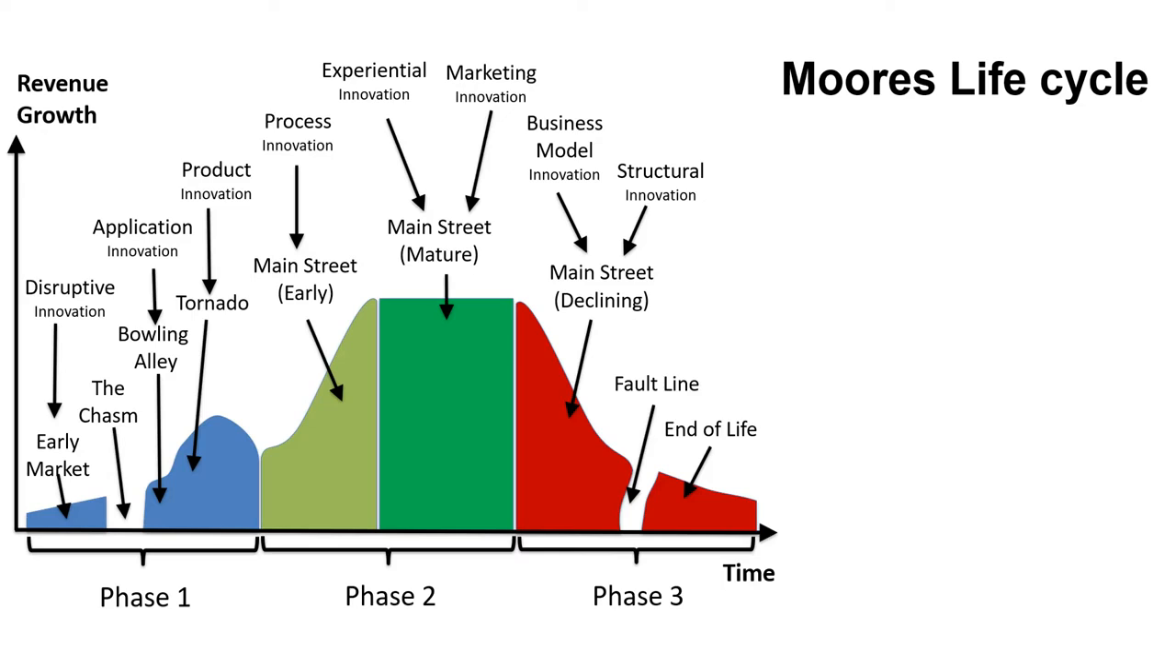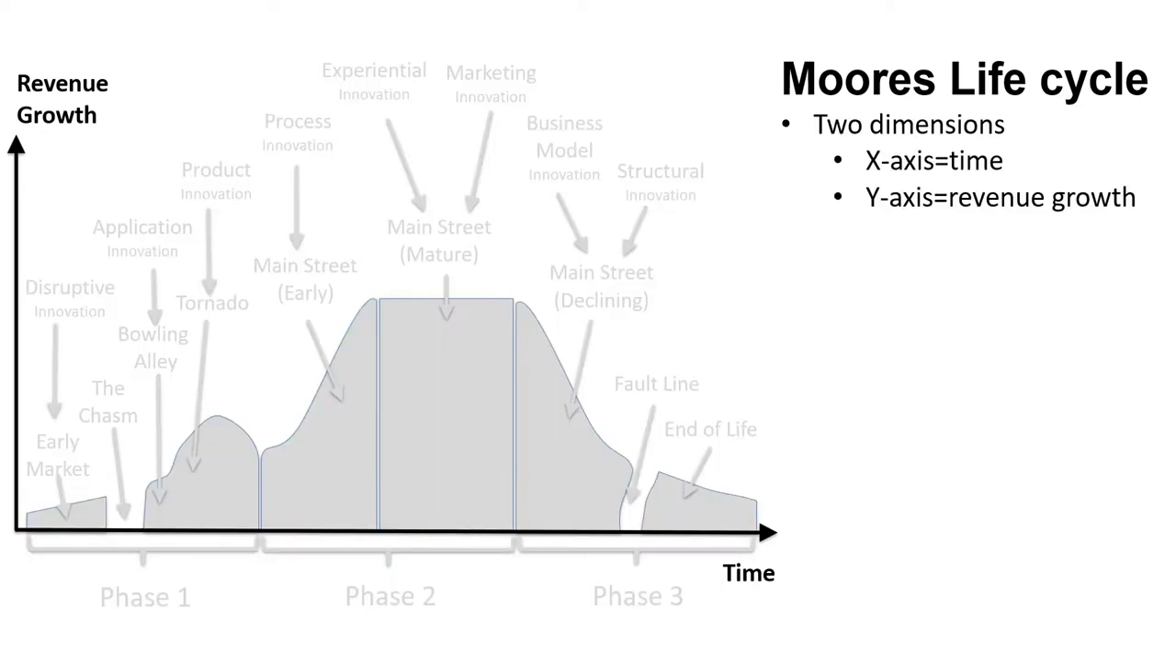Let us review the construction of the model. Moore's life cycle consists of two dimensions. On the horizontal x-axis, we find time going from left to right, and on the vertical y-axis is revenue growth going from bottom to top. The higher, the more revenue.